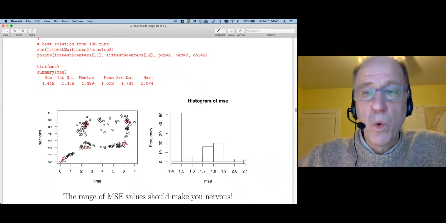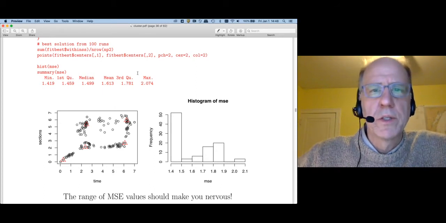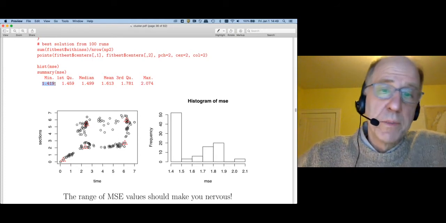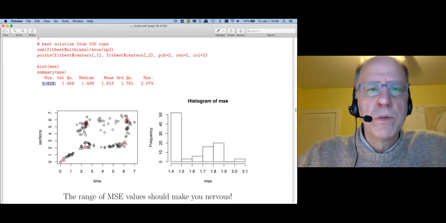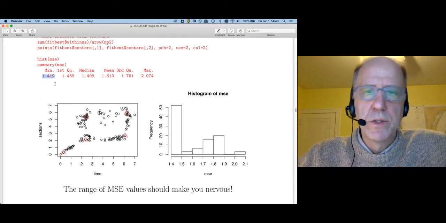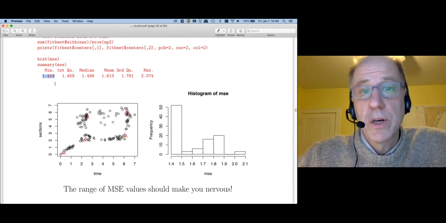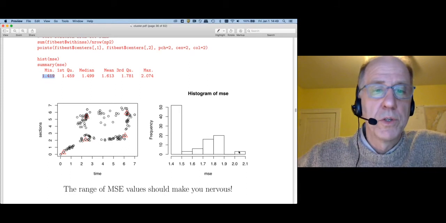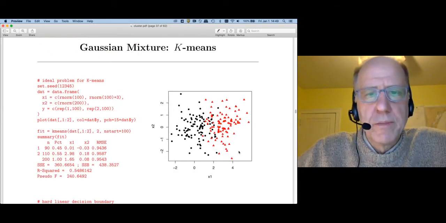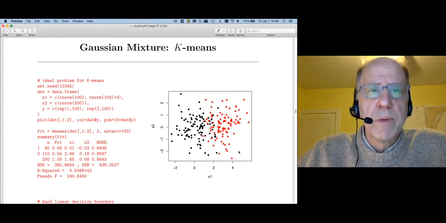In some cases, horrible. So getting a solution that's over 2 when the correct value is 1.4 is a pretty poor local minimum. This is something you should be worried about when you use K-means, and the solution to this is to run the algorithm on enough initial starting values so that hopefully you're avoiding these really poor solutions. I'd now like to create some synthetic data sets that illustrate how K-means can be broken.